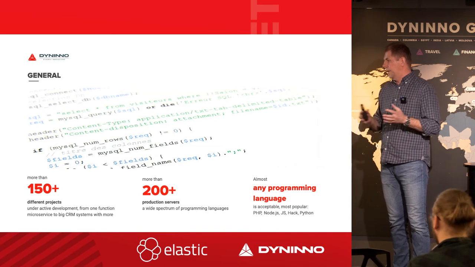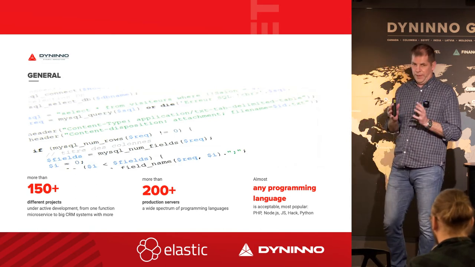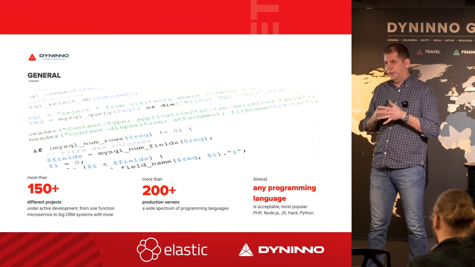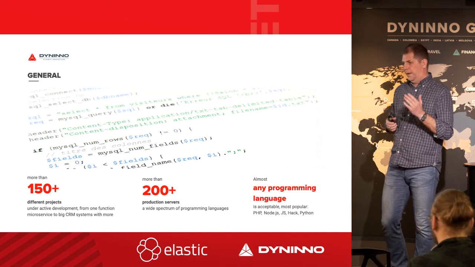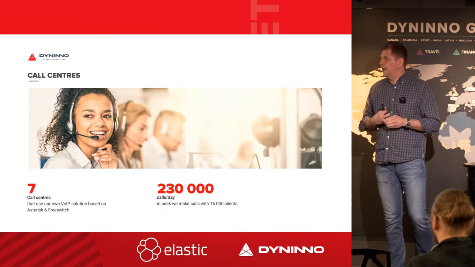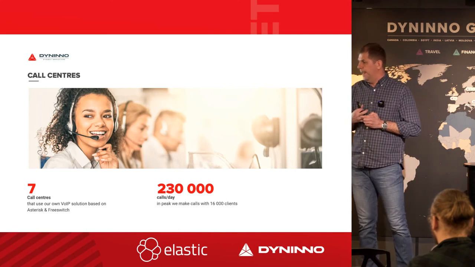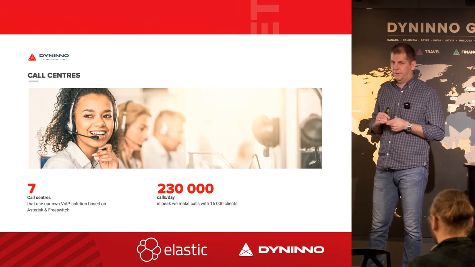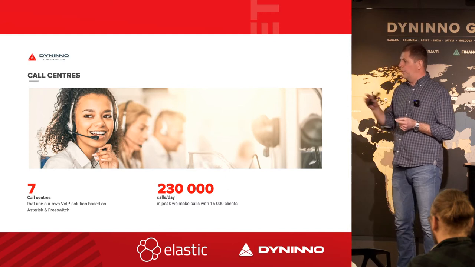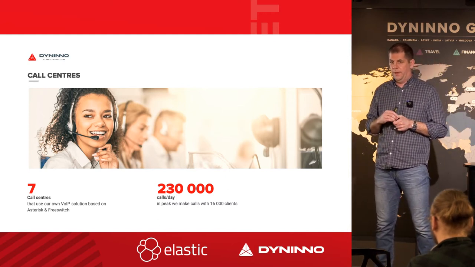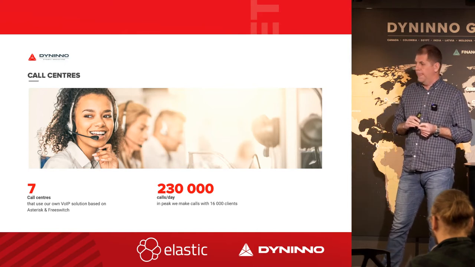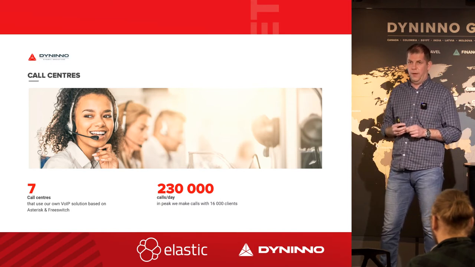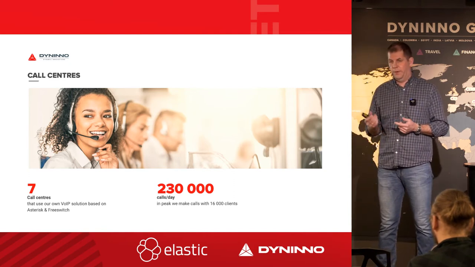We use a wide number of different programming languages. The main language for us here is PHP, but we have solutions written in Java, JavaScript, Node.js, Python, and others. As I said, we have our own call centers. There are 7. They use a web solution, again written in this company, based on Asterisk and FreeSwitch. Our agents, on a normal day, make 230,000 calls. And in peak hours, they actually speak with about 16,000 clients per hour.